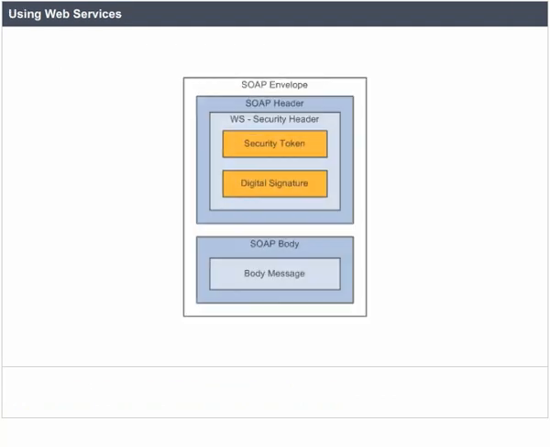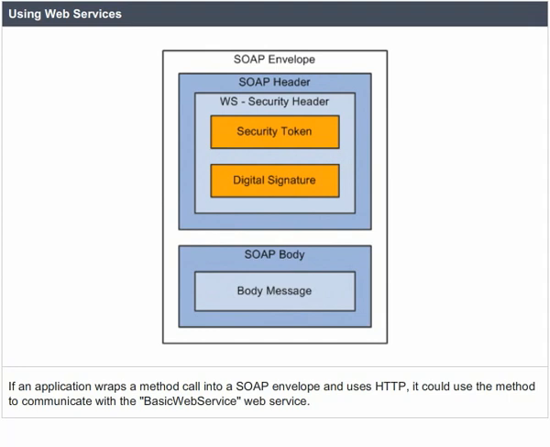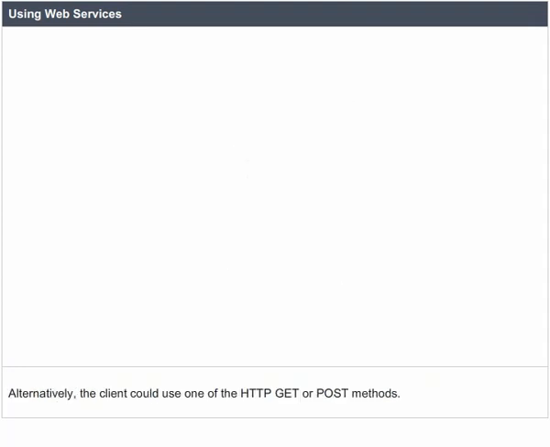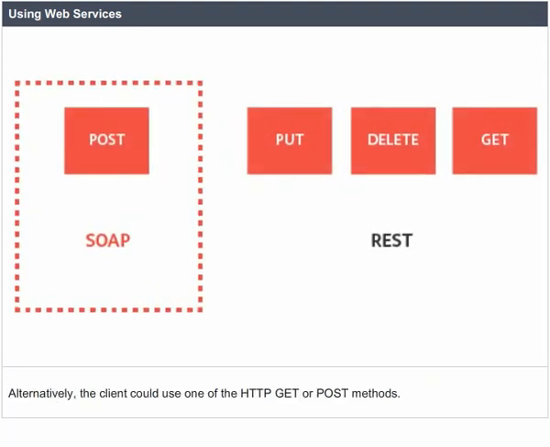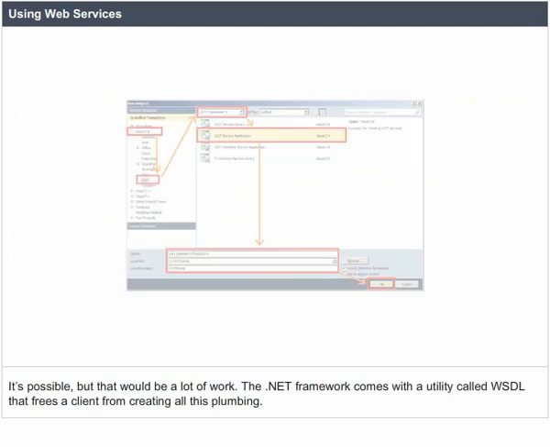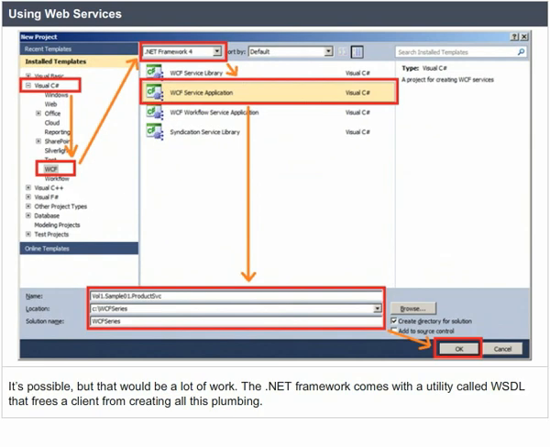Using web services. If an application wraps a method call into a SOAP envelope and uses HTTP, it could use those methods to communicate with a basic web service. Alternatively, the client could use one of the HTTP GET or POST methods. It's possible, but that would be a lot of work.